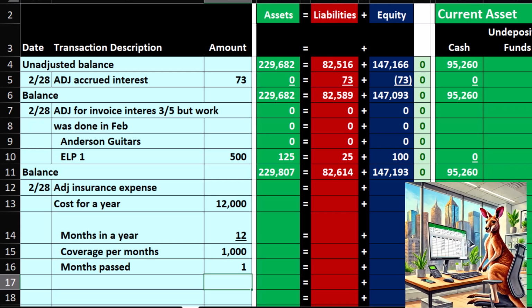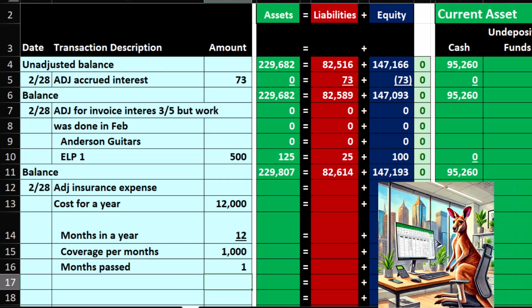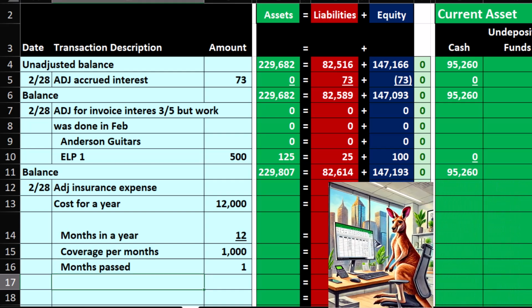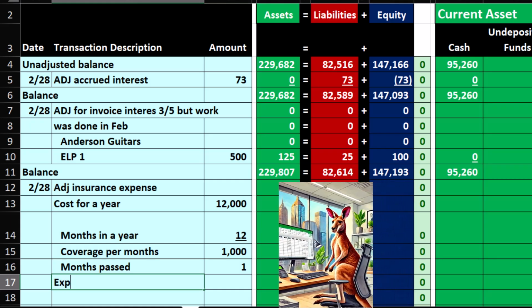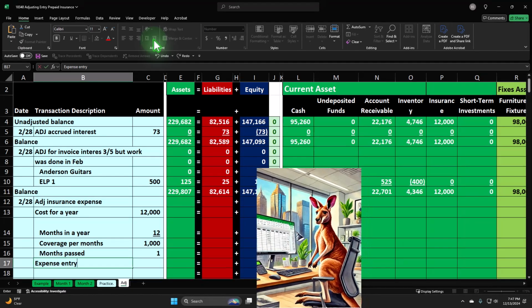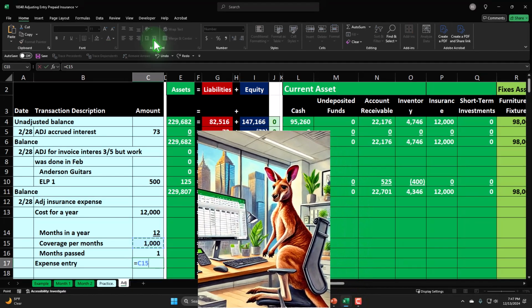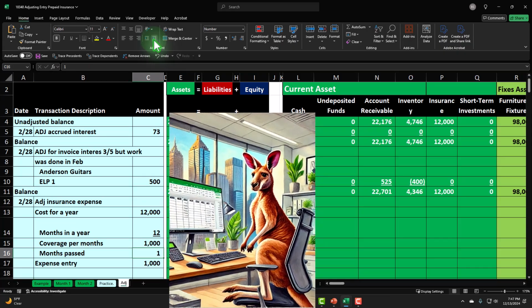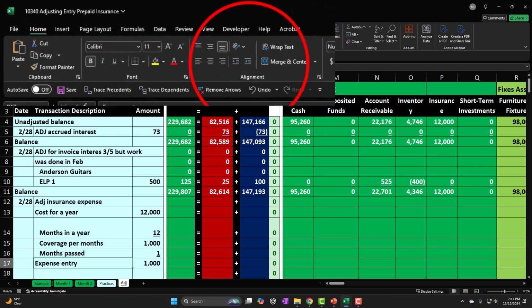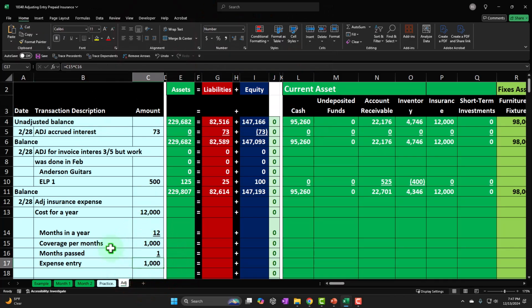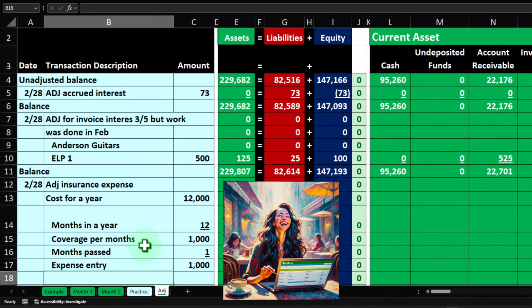So therefore, the expense entry is going to be 1,000 times 1 month, or of course 1,000. So that means that we should have an expense for the 2-month period ended of 1,000 because only 1 month was actually had the insurance coverage. We didn't have any coverage for that first month. So luckily no crazy person hopefully sued us during that time period.